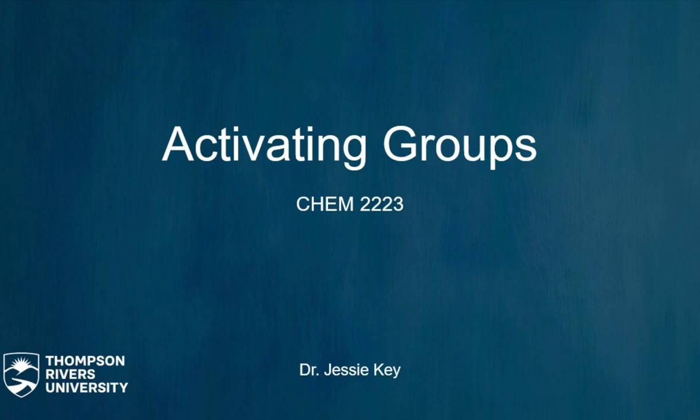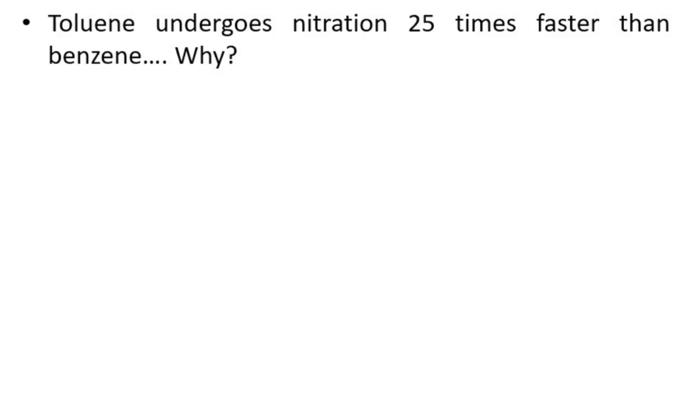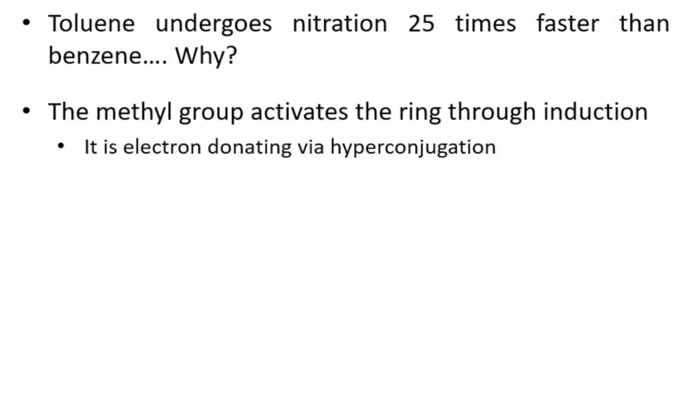So activating groups are groups that activate or enhance the ability of an electrophilic aromatic substitution to occur. When we perform a nitration and we use toluene, we see it undergoes nitration 25 times faster than when we just try and nitrate benzene. The methyl group is electron donating. It is going to activate the ring by donating electron density through induction, or more specifically through hyperconjugation.